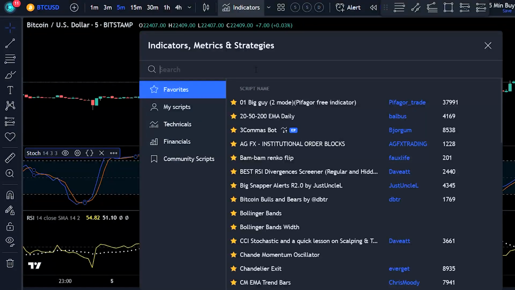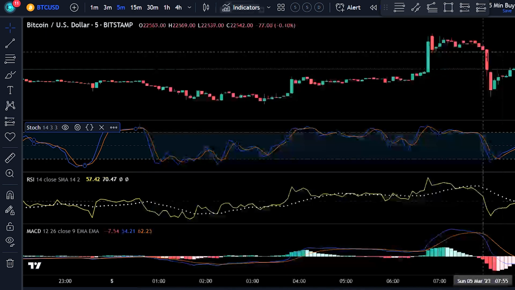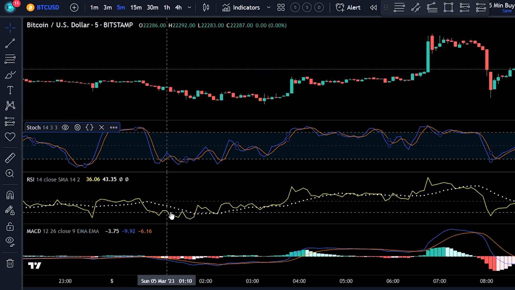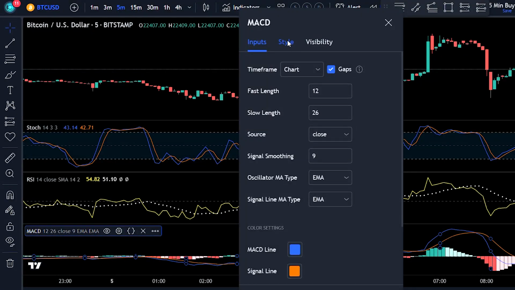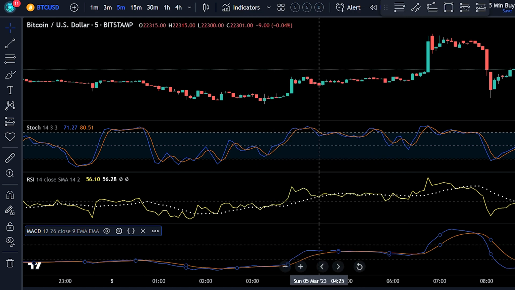And lastly, let's install the MACD indicator. And in the style section, let's disable the histogram. Okay, the setup is ready.